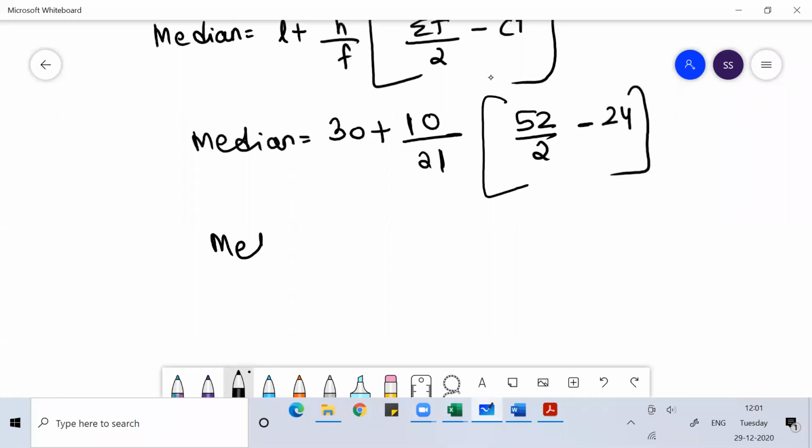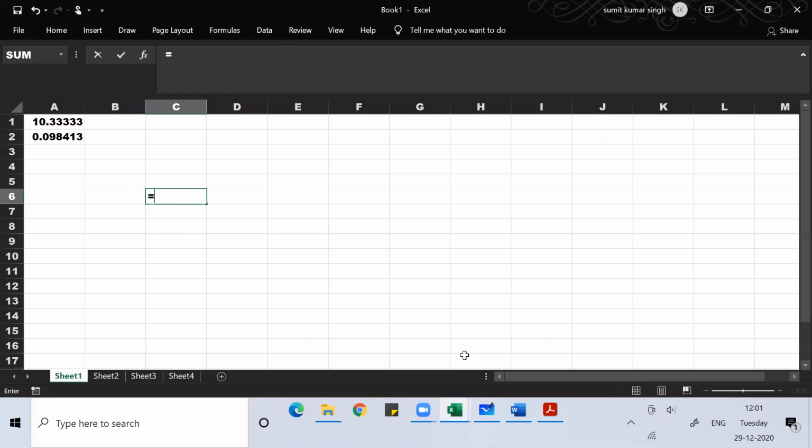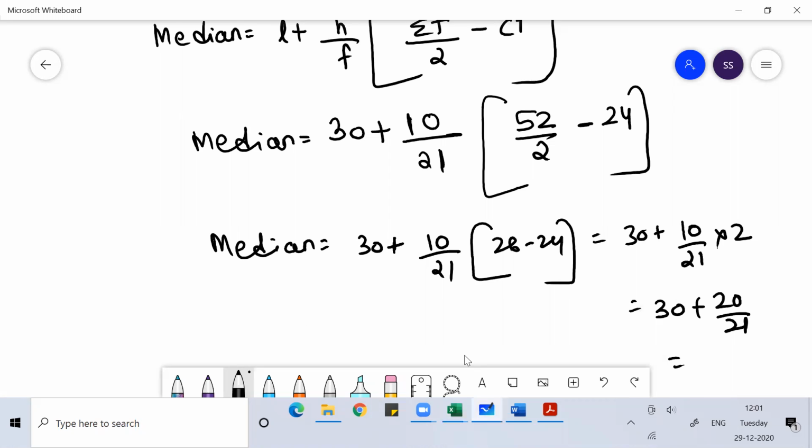So the median is basically 30 plus 10 by 21 into (26 minus 24). Median is 30 plus 10 by 21 into 2, so 30 plus 20 by 21. 20 divided by 21 is 0.9523. So 30.9523. That is your median value.